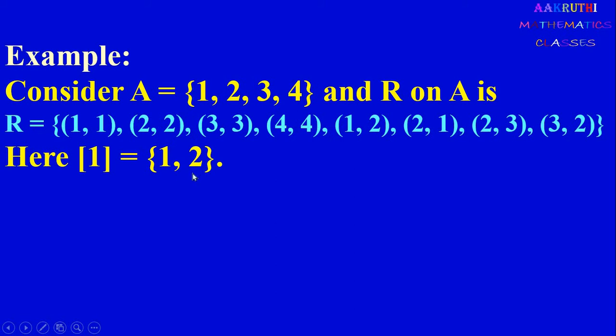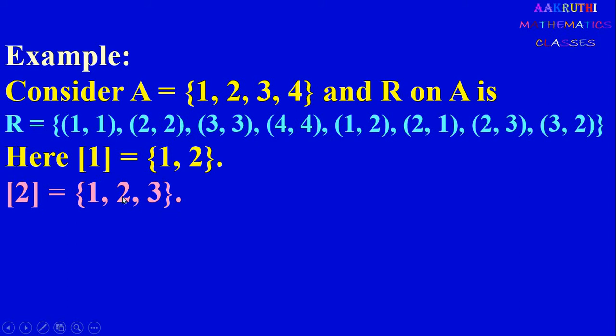Next we consider the equivalence class of 2. Now here 2 is related to 2, and 2 is related to 1, and 2 is also related to 3. Therefore the equivalence class of 2 is {1, 2, 3}.